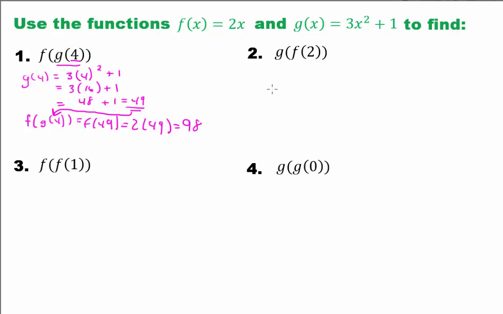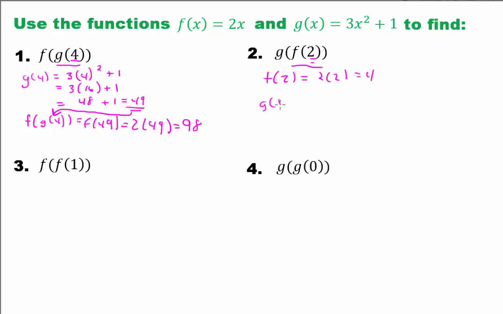Okay. Let's take number 2, and we now have a different x value of 2, and notice how we have a different inside function, that is f. So f of 2 is equal to 2 times 2, which is 4. So now we know f of 2 is equal to 4.